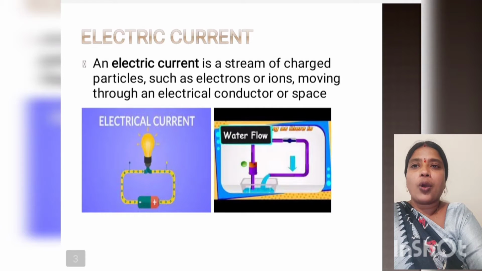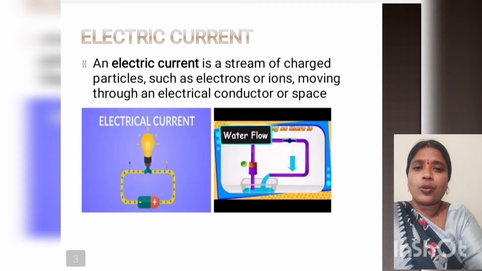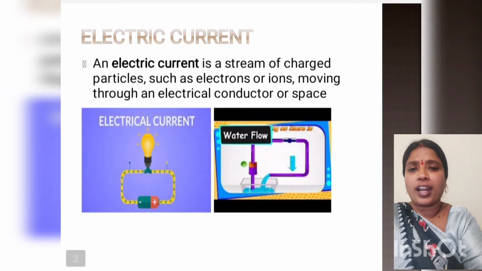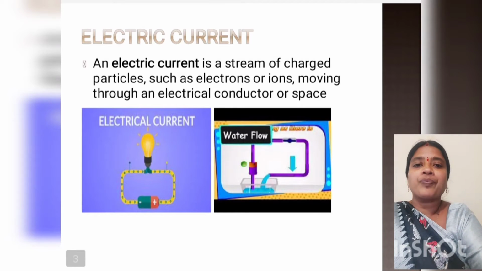Electric current is nothing but a stream of charged particles. As you know, every particle has charges in it. When you have a stream of flow of these charges, this stream of charges constitutes electric current. Now what are those charges?